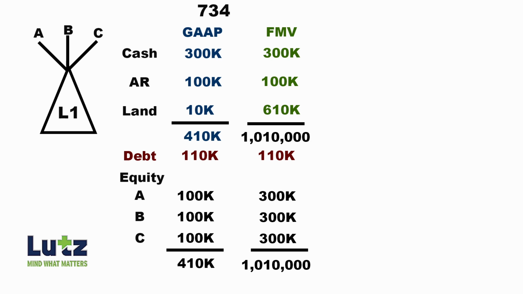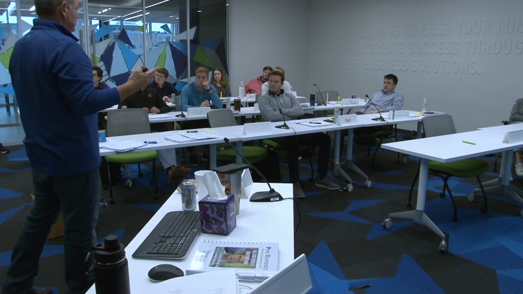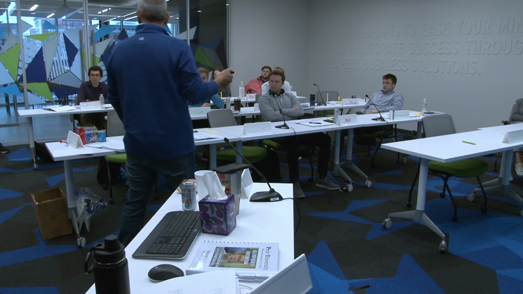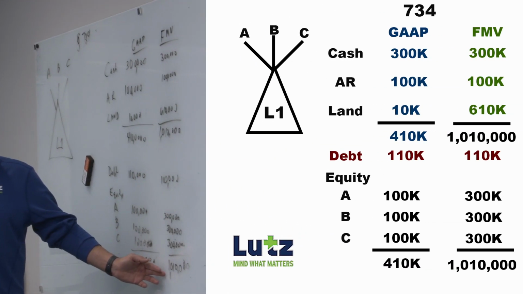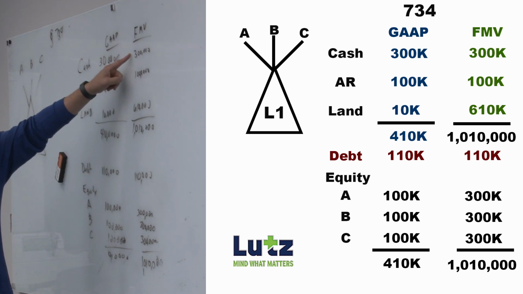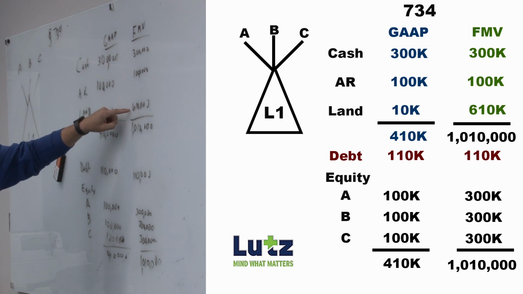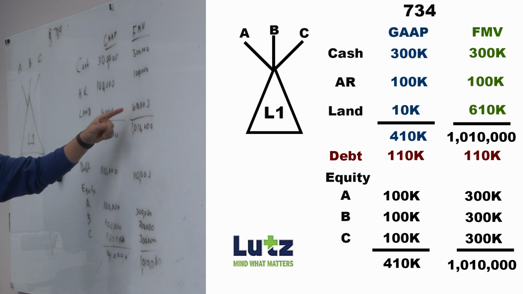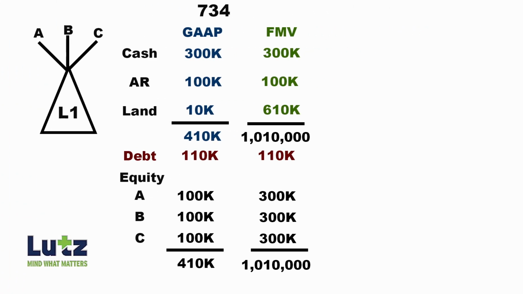So I'm going to start with, everybody agrees that their interest is worth $300,000. Okay? So since everybody agrees that their interest is worth $300,000, you start in the equity section, that's 900. My liability is 110, total of 1,010,000. Populate my asset side 1,010,000. Fair market value of cash is cash, AR is AR, and land is 610. It's the plug for now, and we'll just leave it there.